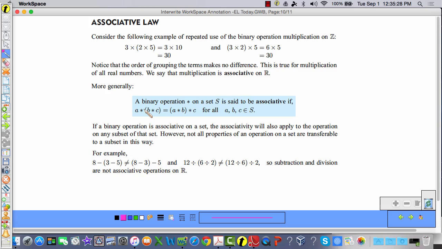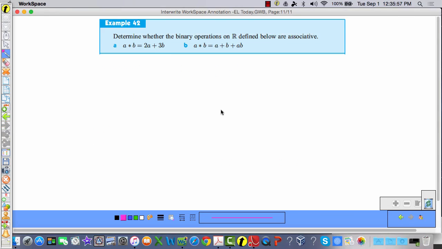So more generally, a binary operation star on a set S is said to be associative if we move the parentheses around and they are equal. And that's for all A, B, and C element of the set S. Now, the result doesn't have to be in the set. That's closure. We're just talking about, is the binary operation associative? And this is where you got to be a little bit careful. Determine whether the binary operations on the real number system defined below are associative.